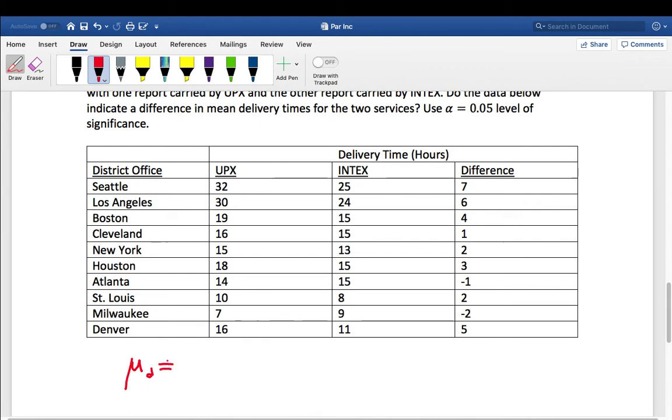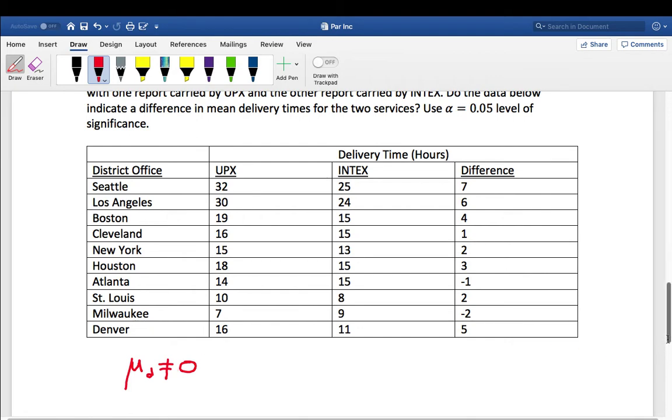So if they're not equal, the difference will not be equal to 0. Okay, that's what not equal means. They're not equal to each other. If they were equal to each other, then the difference would be 0. But if they're not equal to each other, the difference would not be 0.